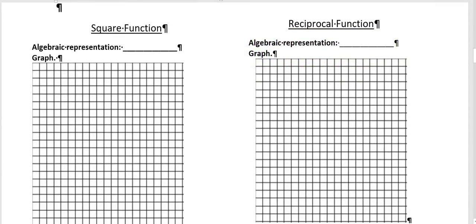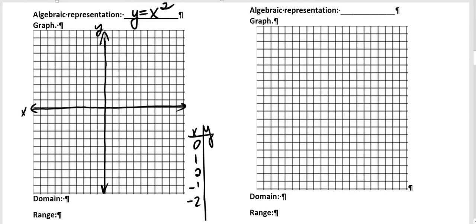Okay, so the square function now is going to be y is equal to x squared. So let's graph this one. I went ahead and sketched in my x and y axes, and I made a table. When I have an input of 0, 0 squared is 0. Input of 1, 1 squared is 1. Input of 2, 2 squared is 4. Input of -1, -1 squared is 1. Input of -2, -2 squared is 4. So let's graph those points.